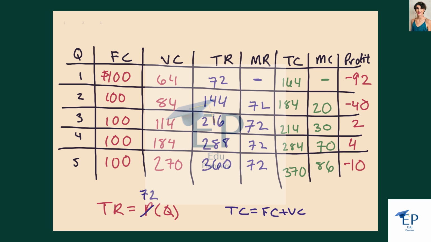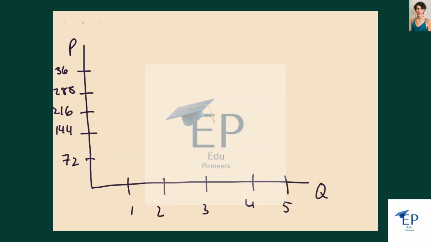And now we can plot these values. So the first thing we're going to plot is total revenue and total cost. Red is going to be equal to total revenue, by the way, and blue will be total cost. So let's just plot these points out. Our total revenue is going to be a straight function. At each point, we just add 72, right? Oh, and this should say 360, yeah.